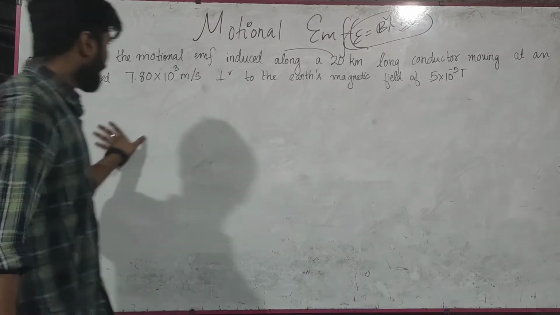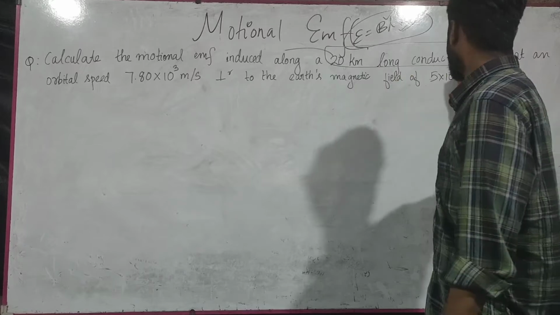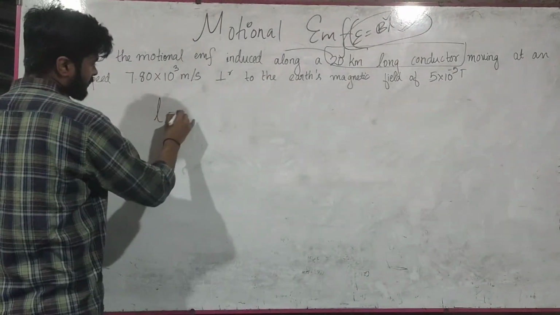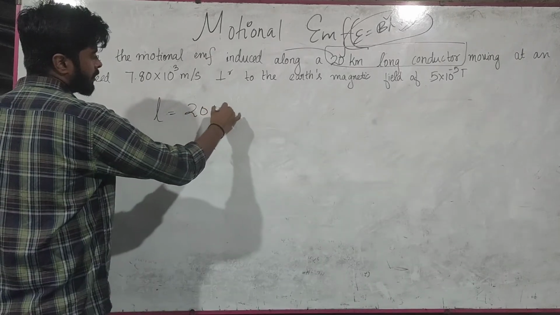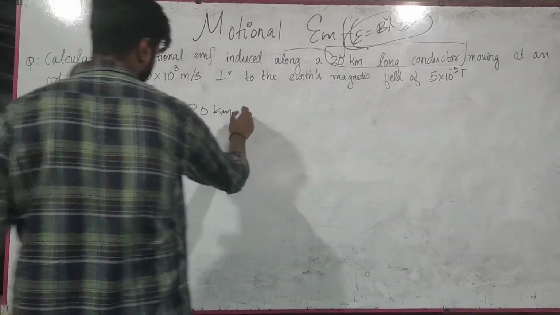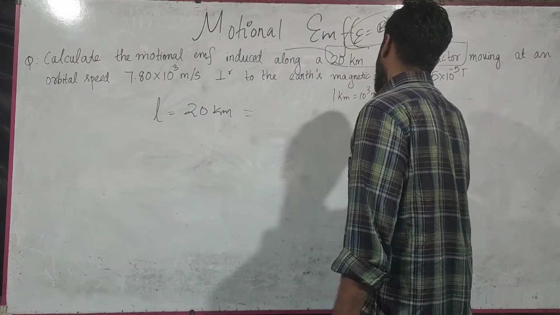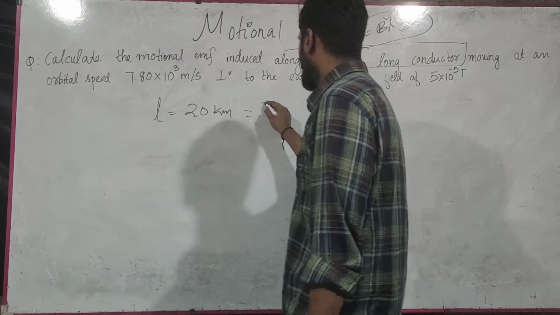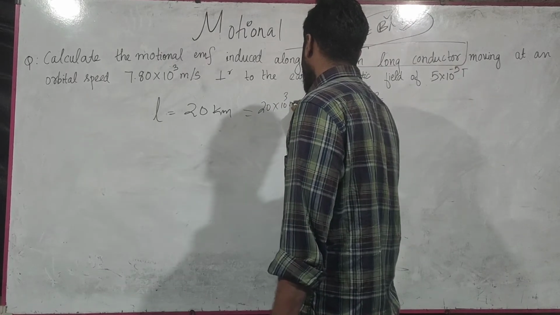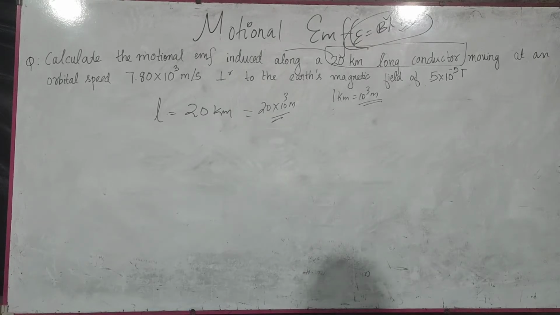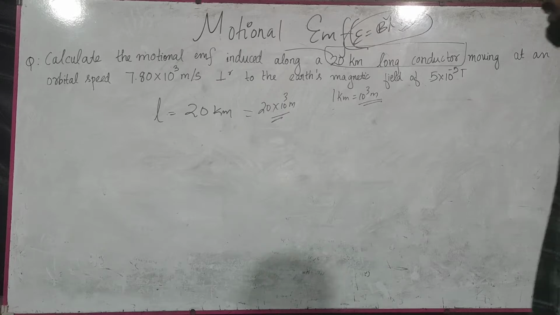So here in this question, calculate the motional EMF induced along a 20 kilometer long conductor. So the conductor is 20 kilometer long. The length is 20 kilometer, which should be converted into its SI unit. 1 kilometer is 10 to the power 3 meter, 1000 meter. So 20 kilometer will be 20 into 10 to the power 3 meter. Calculate the motional EMF induced along a 20 kilometer long conductor moving at an orbital speed.